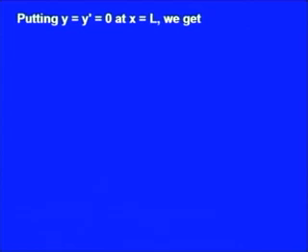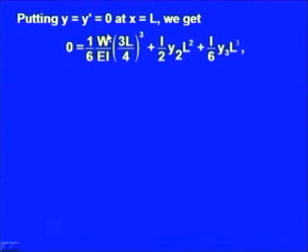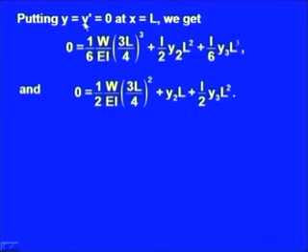Now, let us put the boundary conditions at the other end, that is at x equal to L. The boundary conditions are y and y dash are zero at x equal to L. Then from the equations for y and y dash, we will have these two equations where we have put x equal to L. So, we get these two equations, and these two are linear equations in y2 and y3. One can solve them.